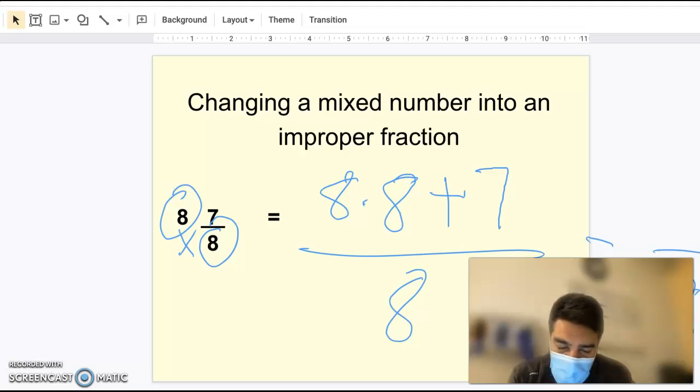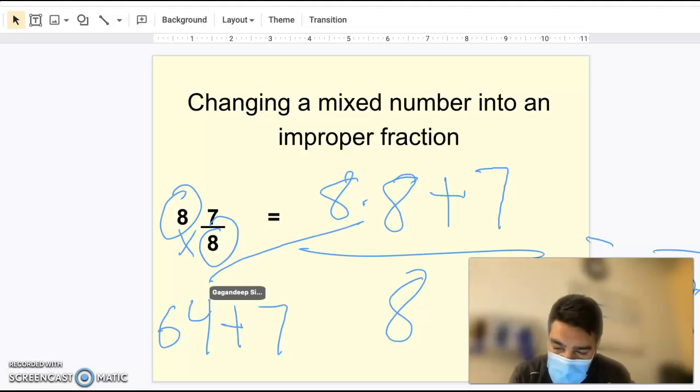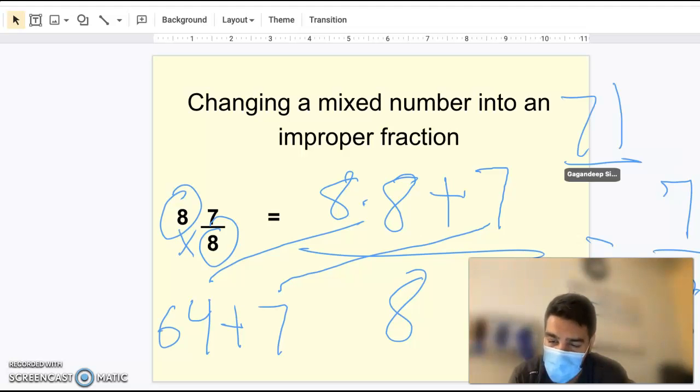So you got 8 times 8. If you need a calculator to do that, that's fine. You can do it in your head, even cooler. 64 plus 7. 8 times 8, 64. And we're still going to add that in. That is going to give you 71 over 8. And I know this 71 is probably a little bit out of your usual range, so there you go. 71 over 8. Now I hope this helps.